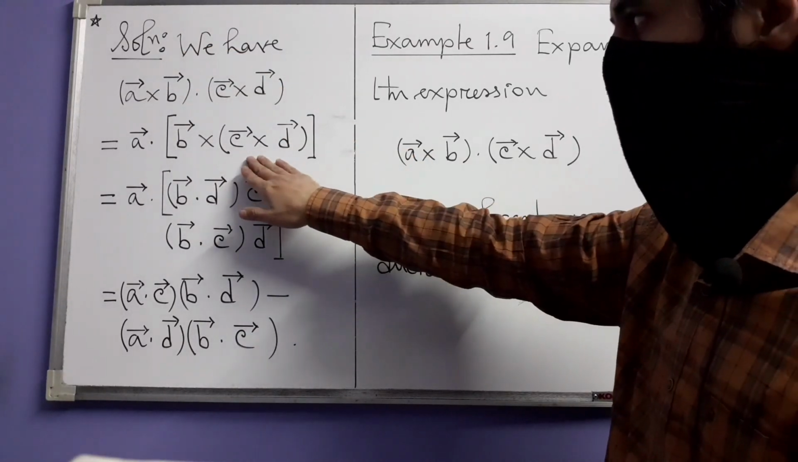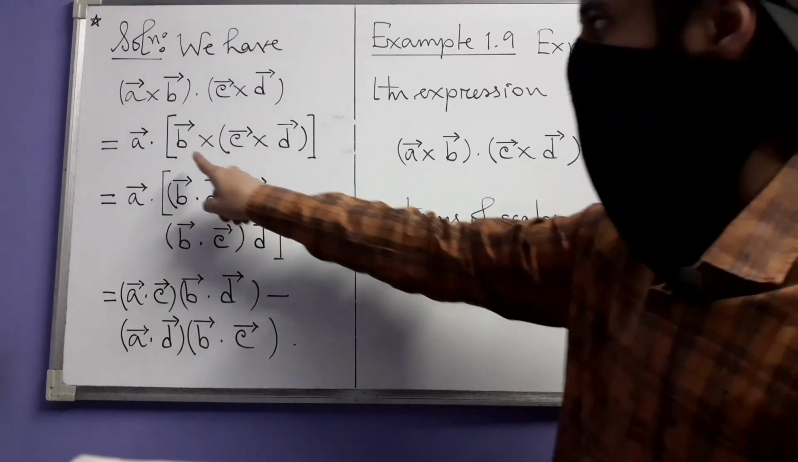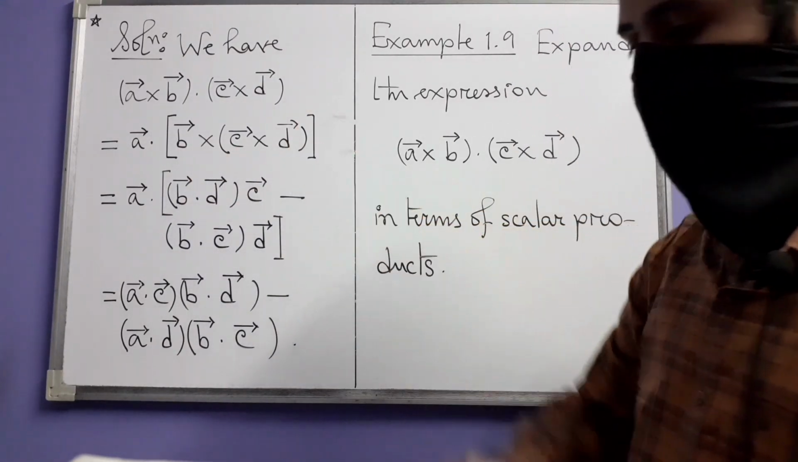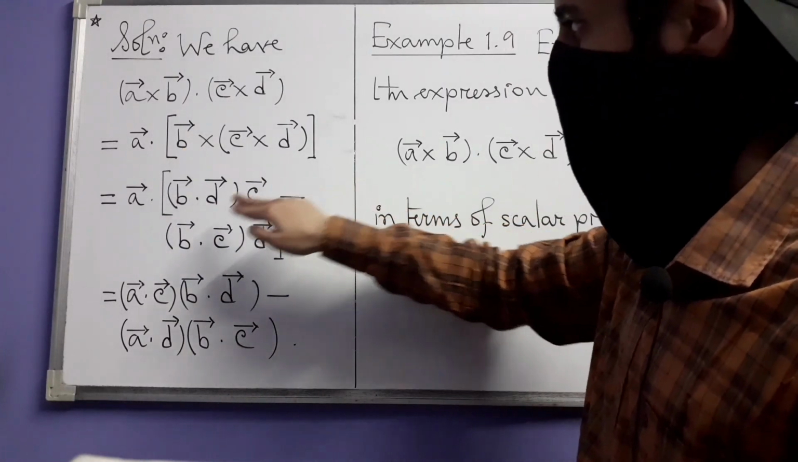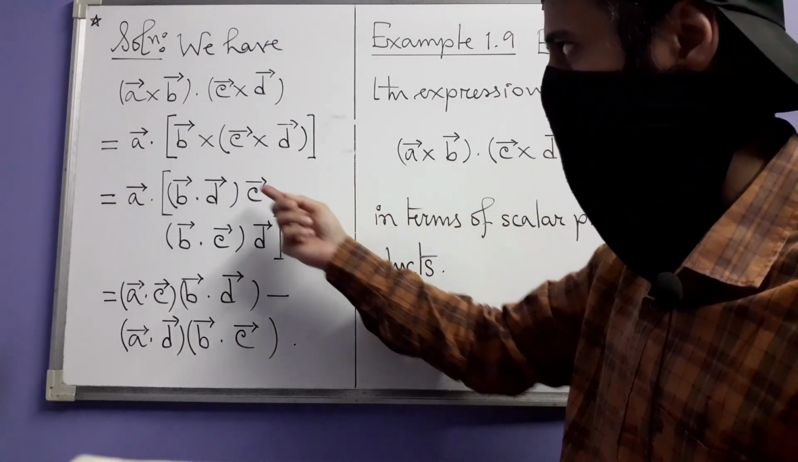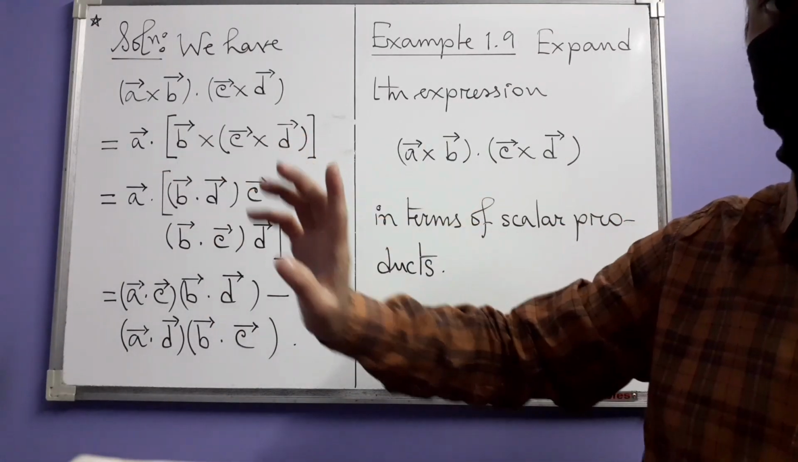And then this is where you use that expansion that we saw just now. B cross C cross D, this is a triple vector product. So this will be equal to B dot D C minus B dot C D. Outside we have A dot.